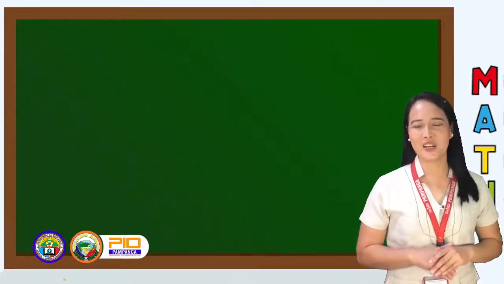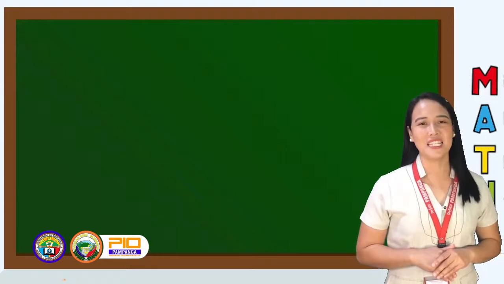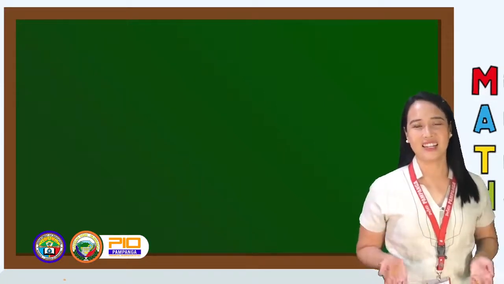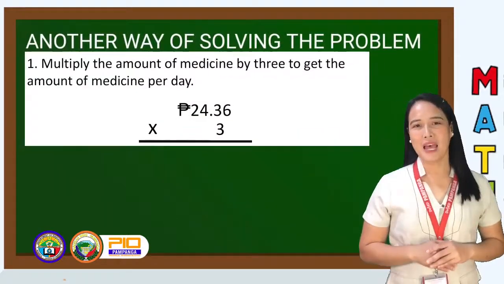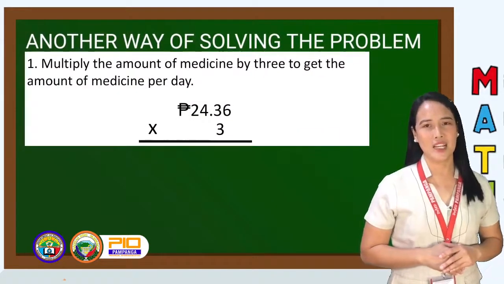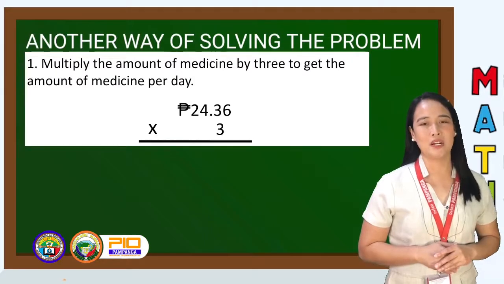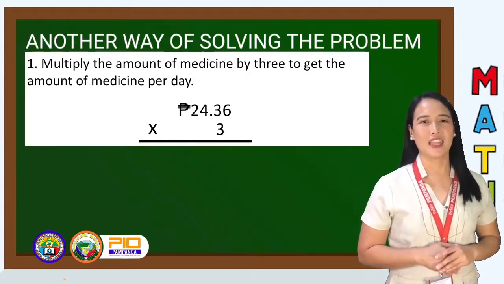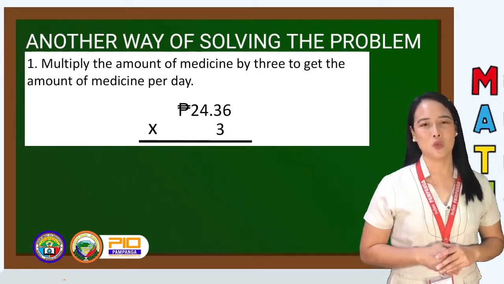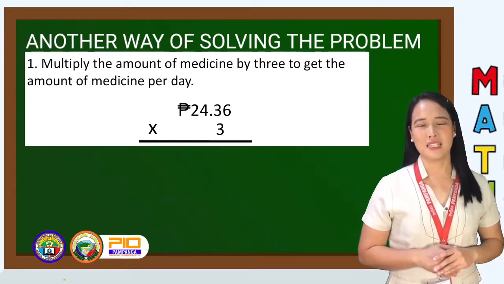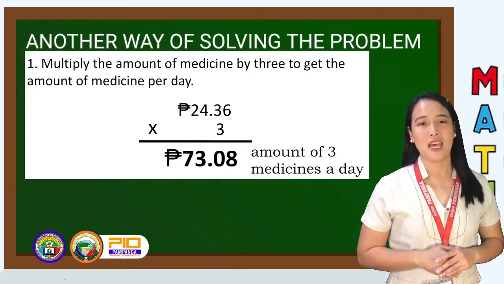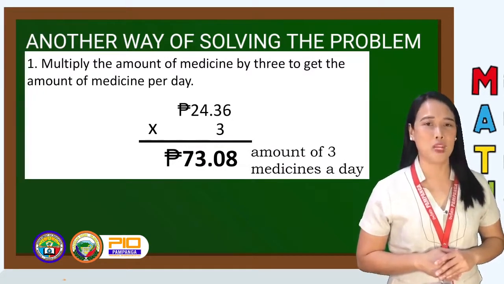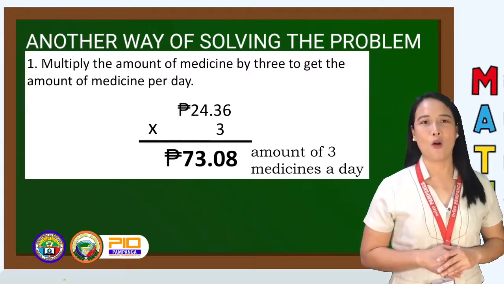Since this is a non-routine problem, there is another way of solving it. Let's take a look at it. Number 1, multiply the amount of medicine by 3 to get the amount of medicine per day. So that would be 24 pesos and 36 centavos times 3. The answer is 73 pesos and 8 centavos.